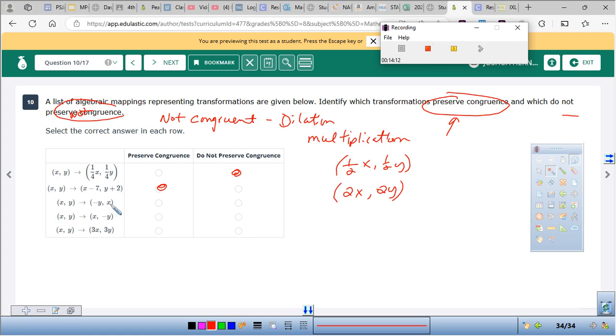That one is a rotation. Preserves congruence, that's a rotation. Oh no, that's a reflection. That's a reflection over the x, because the x is in the same spot. And this one does not, because that was dilation too. Okay, that was pretty easy. Remember, keyword dilation. Not congruent meant dilation. So dilation is just where you have multiplication. Everything else preserves the congruence.